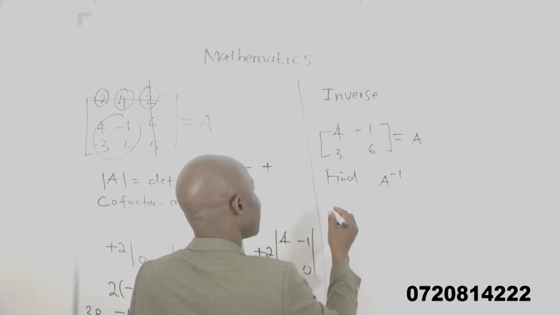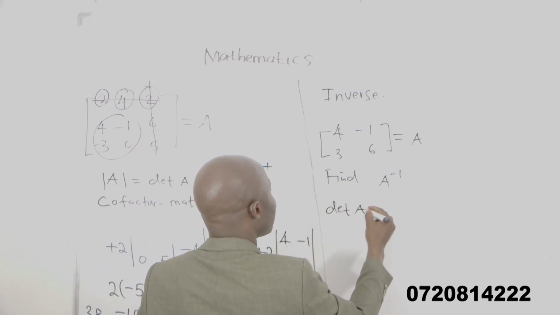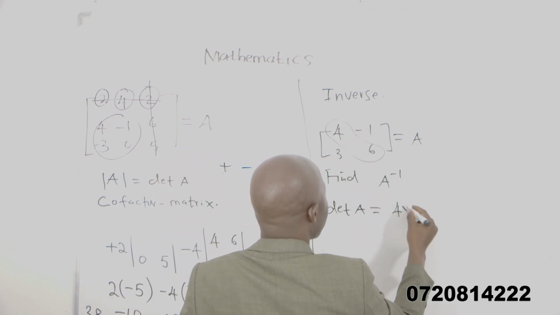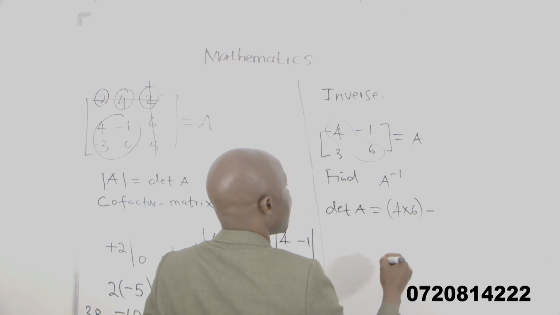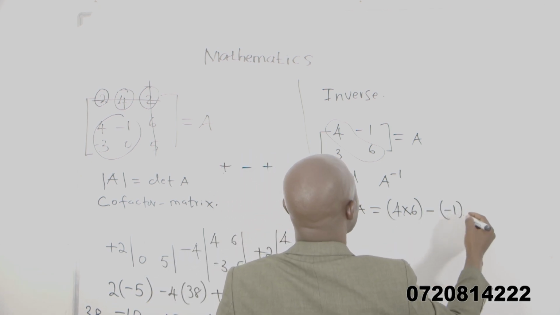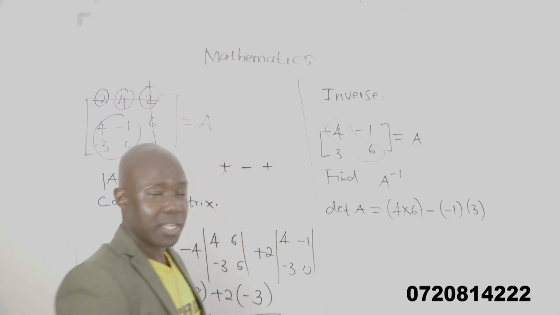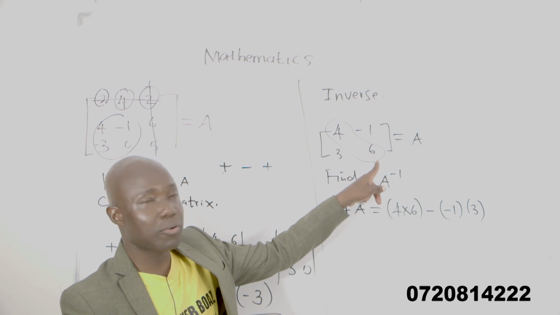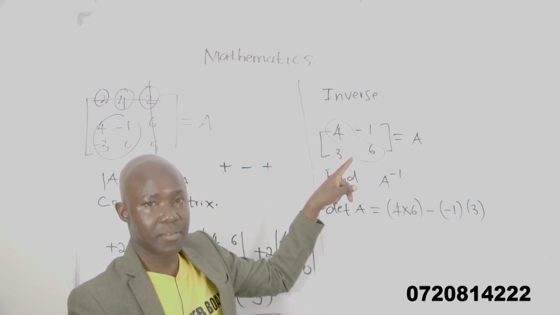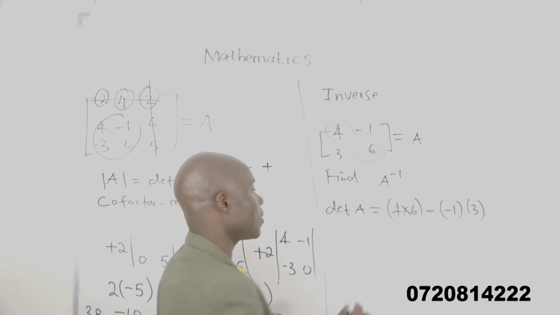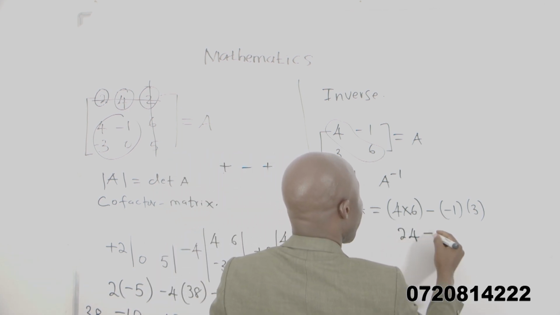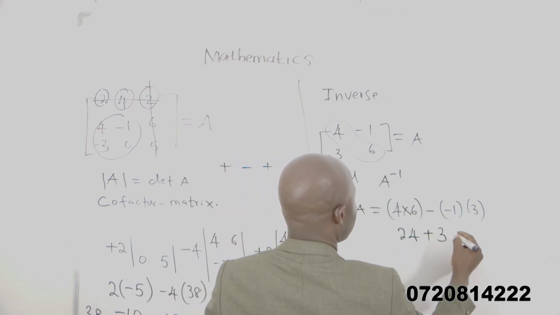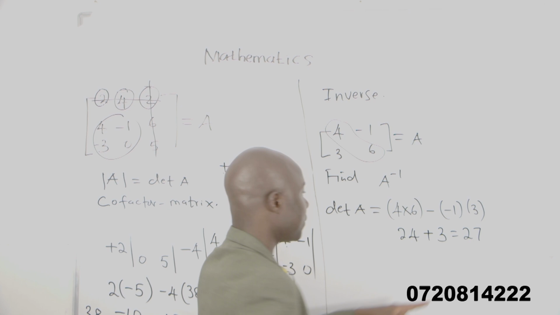The first step is to find the determinant of A, which is what I've already covered with you, 4 times 6 minus negative 1 times 3. You start with the determinant. You simply multiply the leading diagonal product minus the minor. So here you get 24 minus, but remember this is negative 3. So minus minus becomes plus 3.